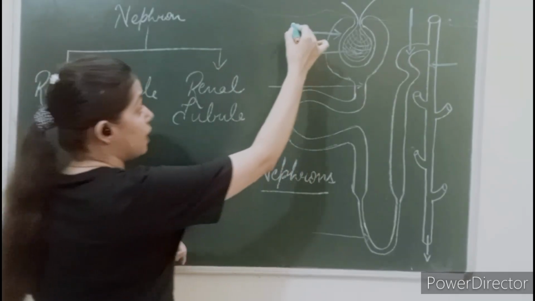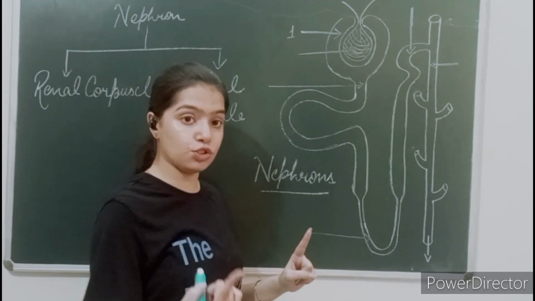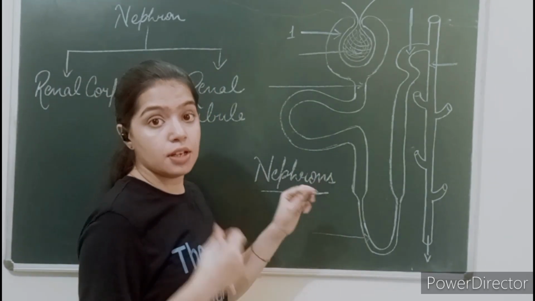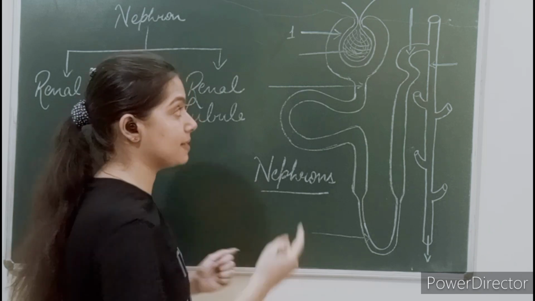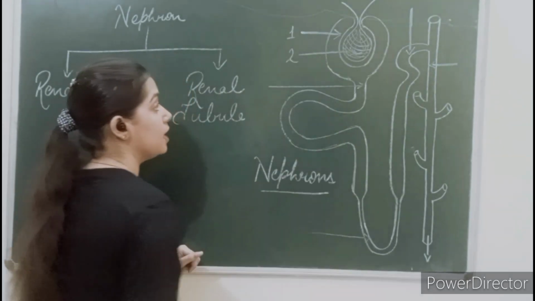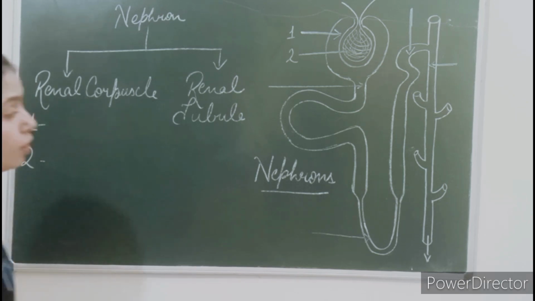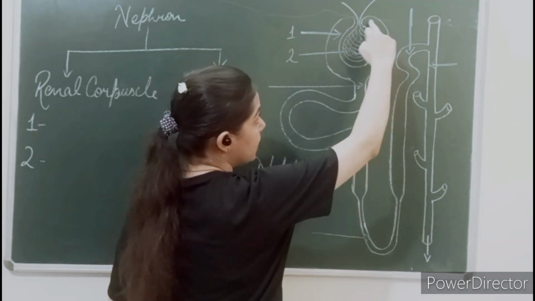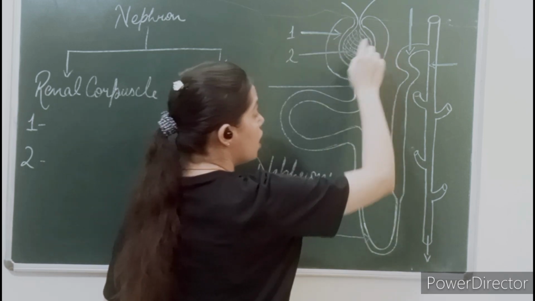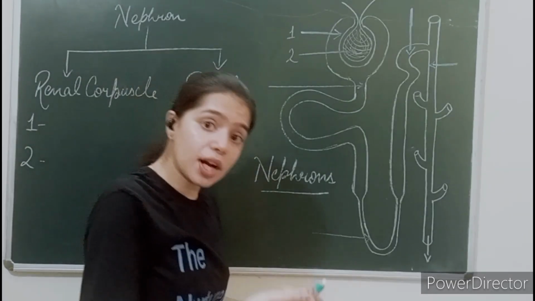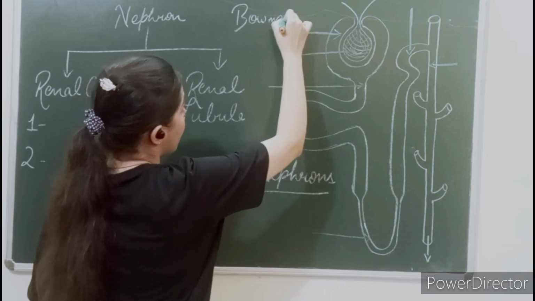I am giving the names of the parts, as the diagram of the nephron is also very important and you need to draw it. I have taken the very basic structure so that it is easy for you to draw. You can take a screenshot after I label so that you know the parts as well. The renal corpuscle is made up of these two parts, 1 and 2. The first one is a double-walled cup-like structure, which I'll call the Bowman's capsule.